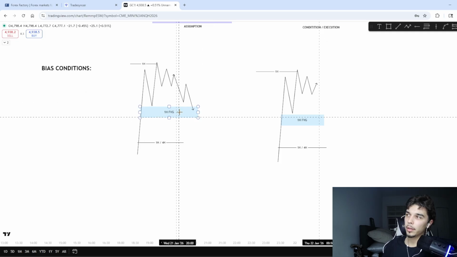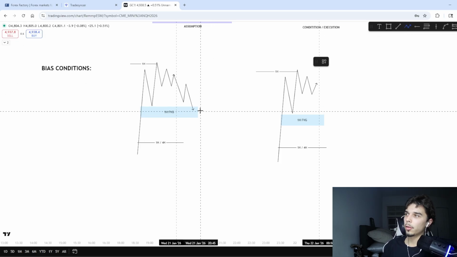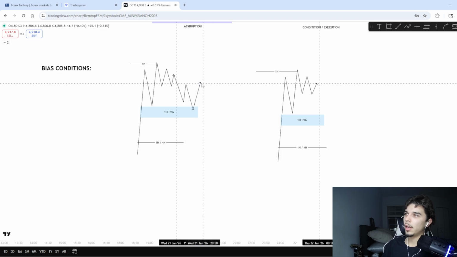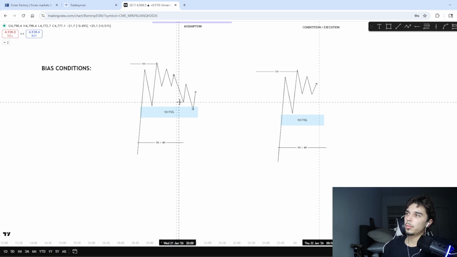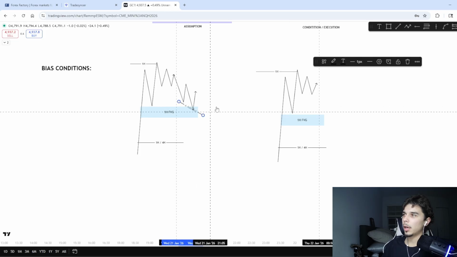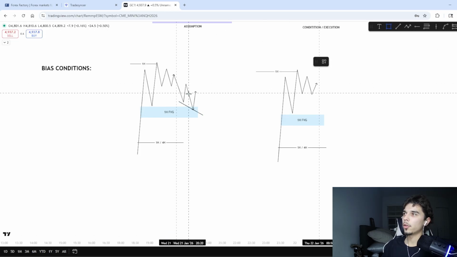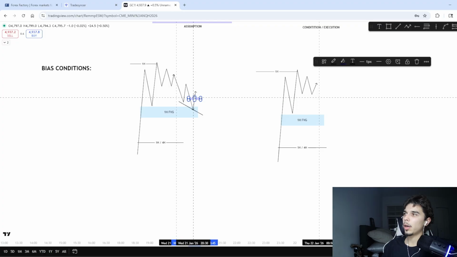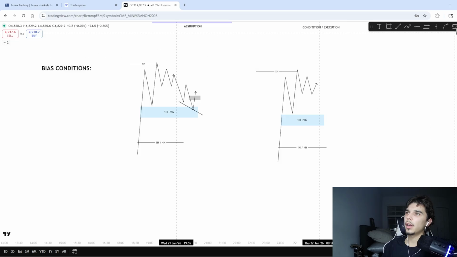Okay, this is our now condition. Can then look for a rejection off this. Let's say we already have internal structure, so we're just waiting for an inversion. Boom, we got a resweep. Maybe even with this resweep, we got an SMT, hypothetically, maybe, right? We get an inversion. Awesome. This 1 hour was our condition. Okay, come down, respect it, get an IFVG.